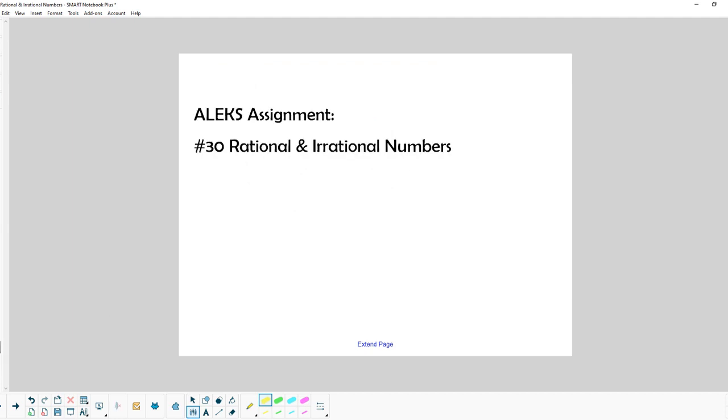Okay, so what we're doing is Alex assignment number 30 called rational and irrational numbers. So you get to practice discovering these numbers. Feel free to go back and look at your study guide if you get stuck on something, or ask a teacher if you need a little help.